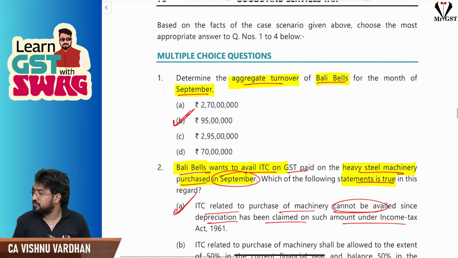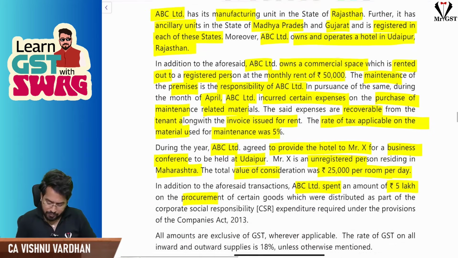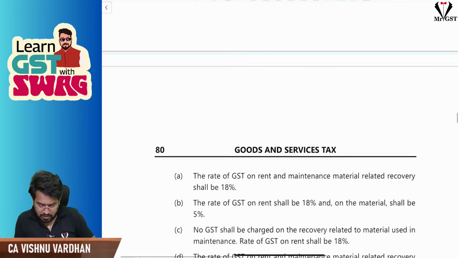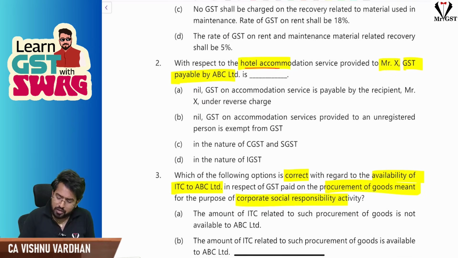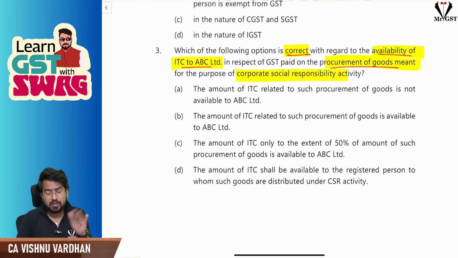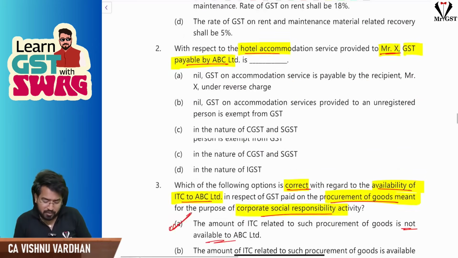Right. Now coming to the next case study. See here, questions are regarding the transaction regarding renting of commercial space. What should be the rate of tax is the question. Next one, regarding hotel accommodation to Mr. X, GST payable by ABC Limited is what? Next, what is the correct statement with respect to availability of ITC for procurement of goods meant for CSR? For this, you need not read the case study also. Amount of ITC related to such procurement is not available. First option itself is what? Simple.